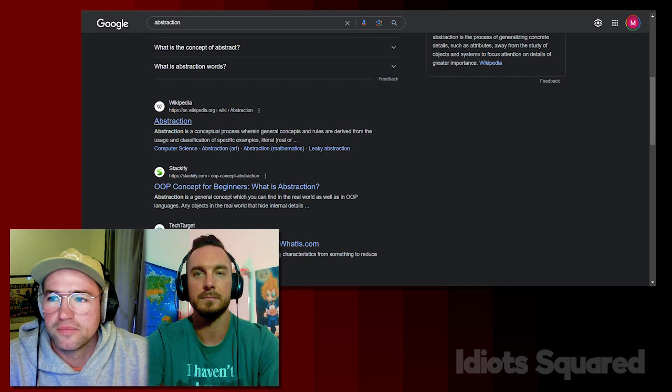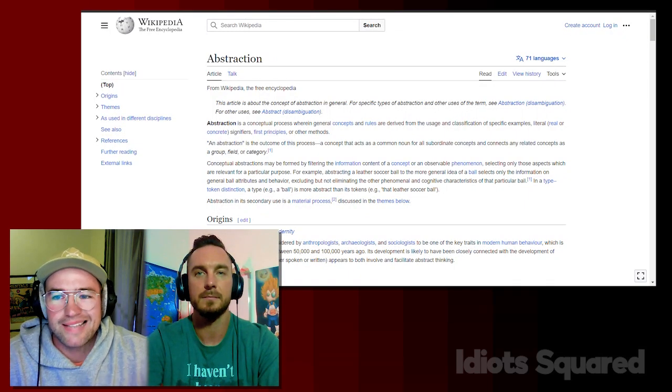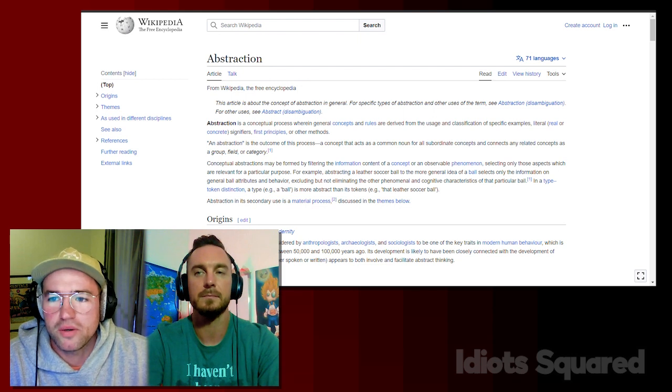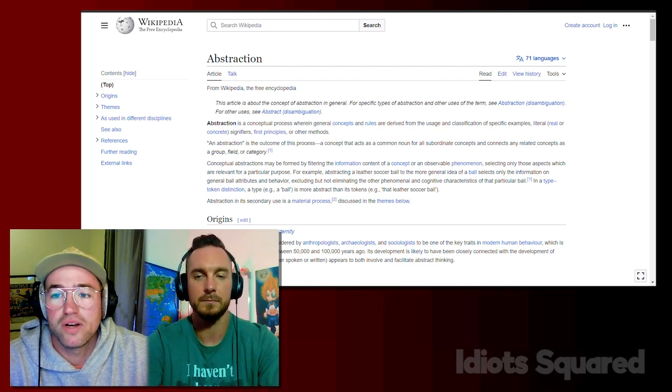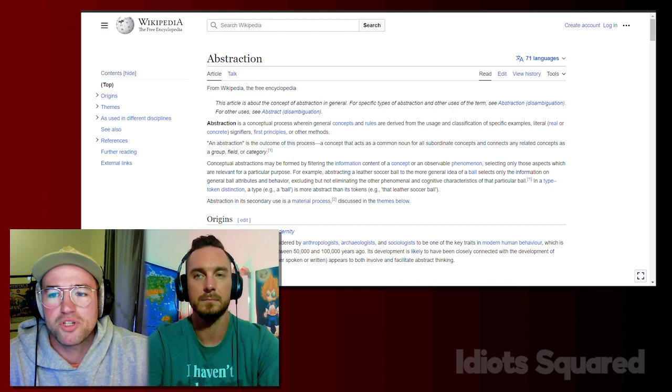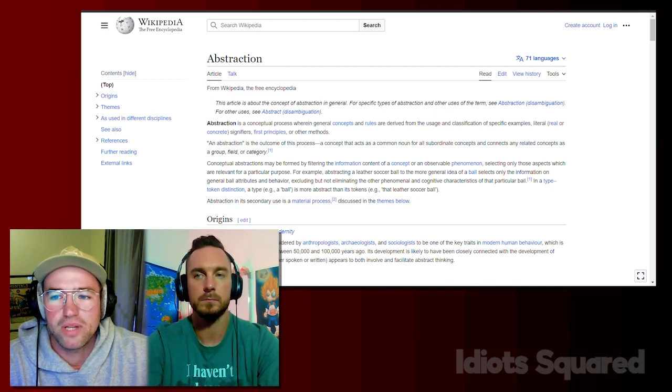We have a little bit of a Wikipedia definition to start with, and then we've got a slightly different version of that just to cover a couple of bases. So from the Wikipedia page on abstraction, it says, abstraction is a conceptual process wherein general rules and concepts are derived from the usage and classification of specific examples, literal, real, or concrete signifiers, first principles, or other methods. An abstraction is the outcome of this process, a concept that acts as a common noun for all subordinate concepts and connects any related concepts as a group, field, or category.